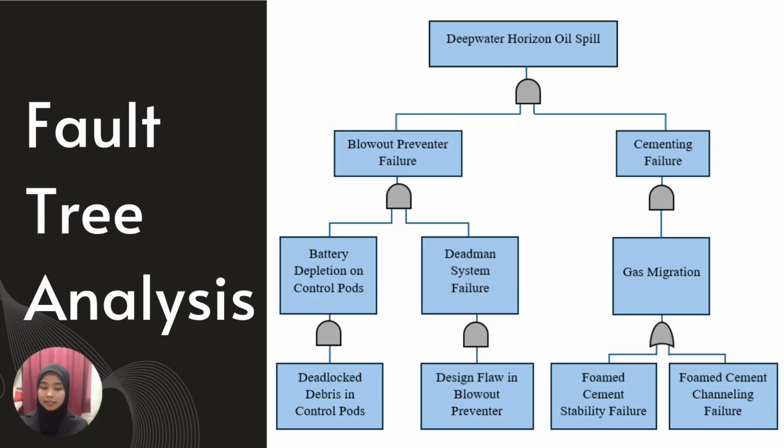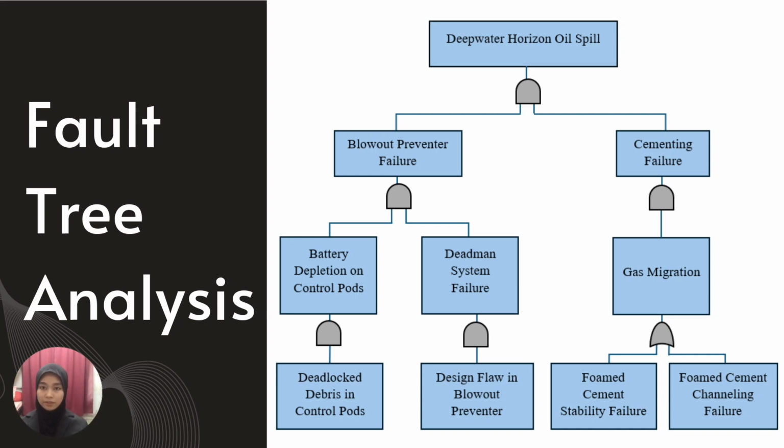To the next slide is fault tree analysis. This fault tree analysis illustrates the sequence of events and contributing factors that led to the blowout and explosion on the Deepwater Horizon. The top event, which is the Deepwater Horizon oil spill, was caused by blowout preventer failure and cementing failure. Let's take a look at the blowout preventer failure.